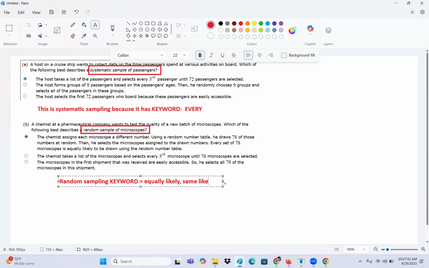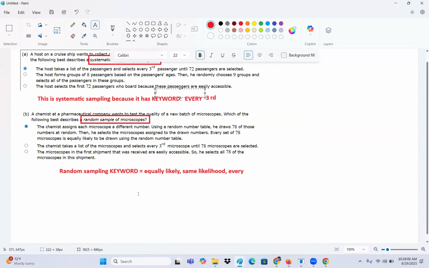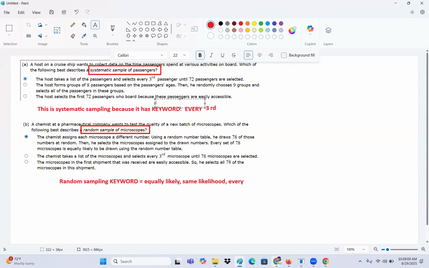I definitely encourage you to practice, though you don't have to do them all. The word every is different from what we have here: every third passenger, every fifth passenger, something like that. Okay, are we good?